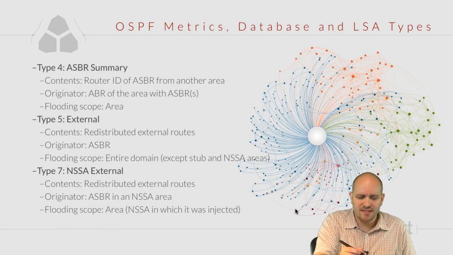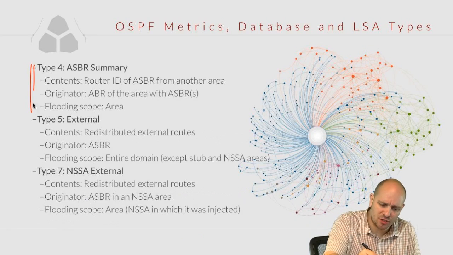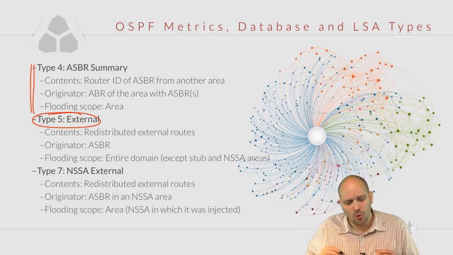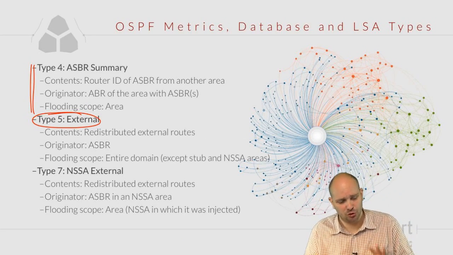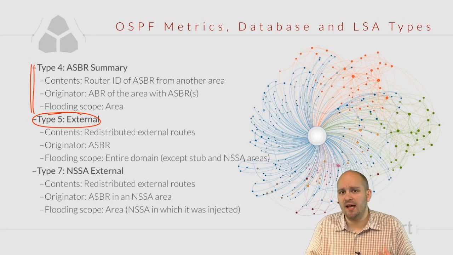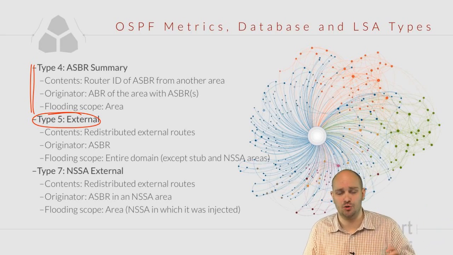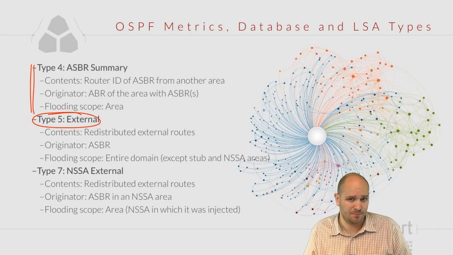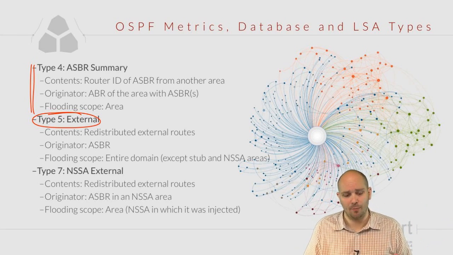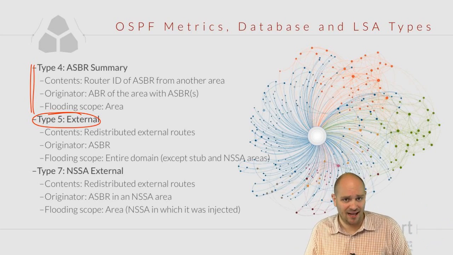Type 4 on its own makes not much sense, but it actually works in conjunction with the external route. So I'm going to first explain type 5 LSAs. When we have any router anywhere in our OSPF network that actually redistributes external routes into the OSPF, these routes are going to be injected into the OSPF domain as type 5 LSAs.